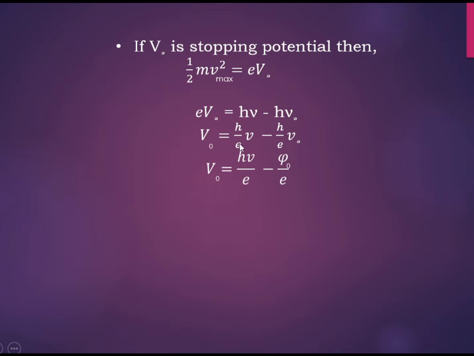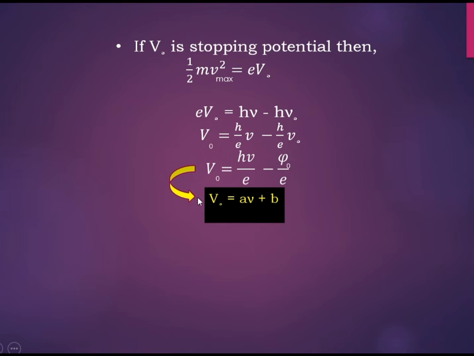V naught is equal to h nu upon e minus h nu naught upon e. Now here h nu naught is the work function. So the stopping potential will be equal to h nu upon e minus work function upon e. Since while defining the stopping potential we said V naught is equal to A nu plus B, by comparing both these equations, the slope is h upon e and the intercept is minus phi naught upon e, or we can say minus h nu naught upon e.